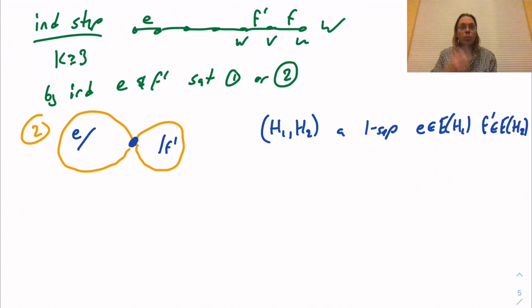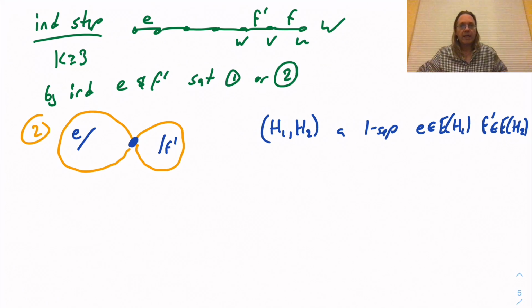Right? So this is one of the outcomes that my inductive application of my theorem can give me. When I take the edges E and F prime, they're closer together than the edges E and F. That means inductively the theorem holds true. That means either I get outcome 1 or outcome 2. Either I get a cycle containing E and F prime, or there's an obvious obstruction: a 1 separation with E on the left and F prime on the right. And I'm handling that latter case first.